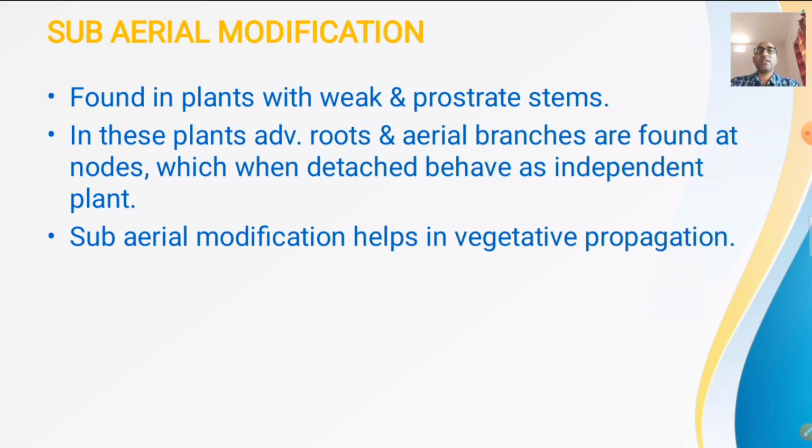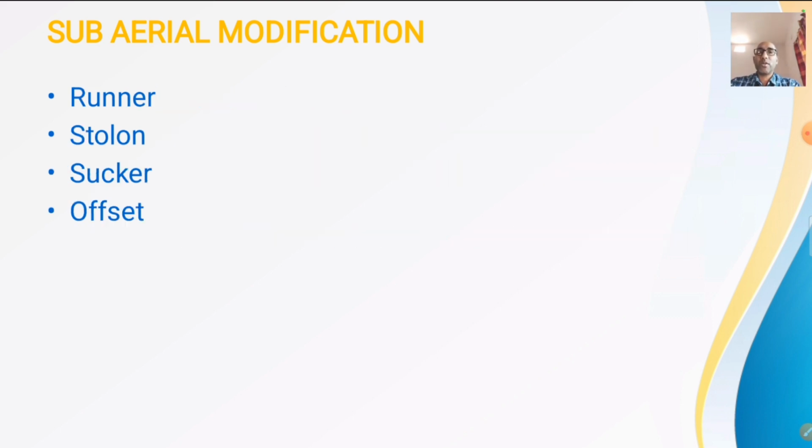So in subaerial modifications, adventitious roots and aerial branches are found at the nodes. When they get detached, they can independently behave as plants. The subaerial modification helps in vegetative propagation. Now, subaerial modifications include runner, stolon, sucker, and offset. So these are the four types of subaerial modifications: runner, stolon, sucker, and offset.